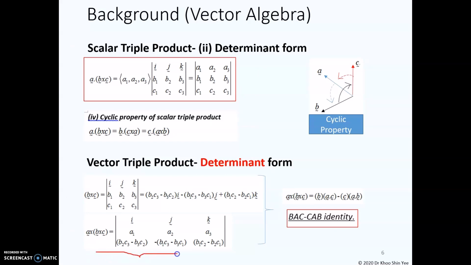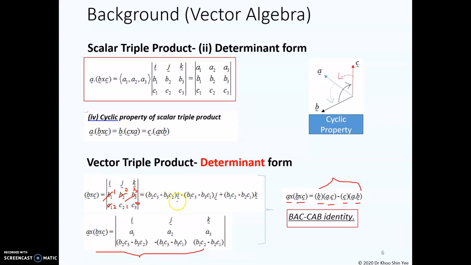Besides performing the vector triple product using this approach, you can also simplify it by using this equation. You have A cross B cross C equal to B multiplied with A dot C, minus C multiplied with A dot B. So this is called the BAC-CAB identity. For example, let's say your B vector to be 1, 0, 3, and your C vector here to be 2, 1, 0.